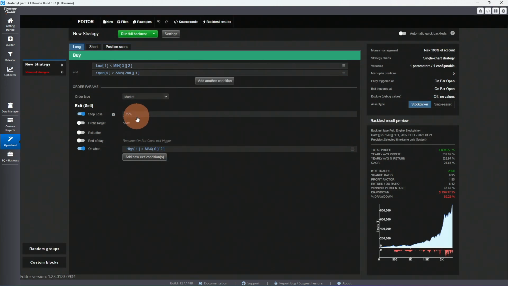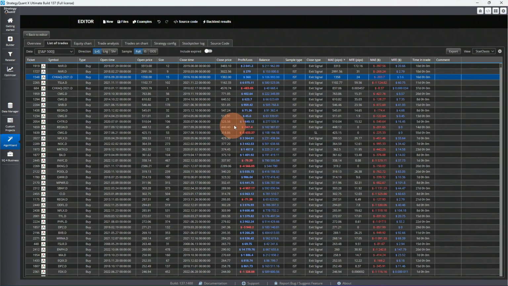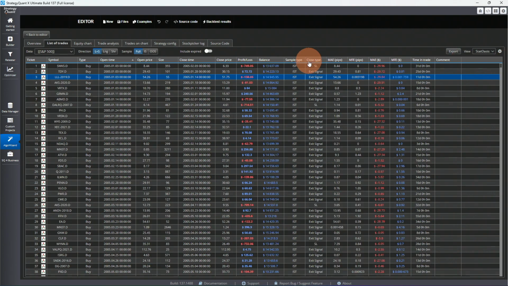So 25 is good. Remember, we are trading 5, so this 25 divided by 5 will be 5% on our capital. So let's run. This is now very, very reasonable because we have a stop loss, and you can see here, this is stop loss, stop loss, stop. So the stop loss is working and we are losing 25% at a time. And this is very, very acceptable.